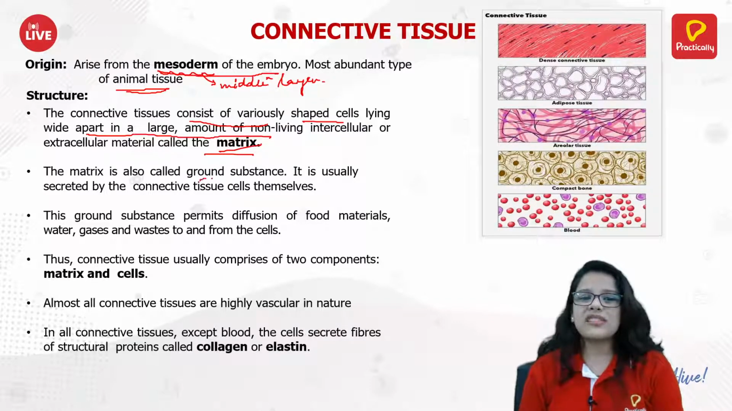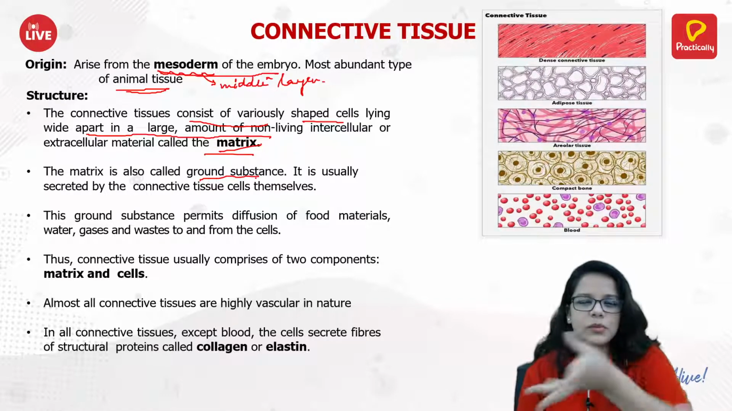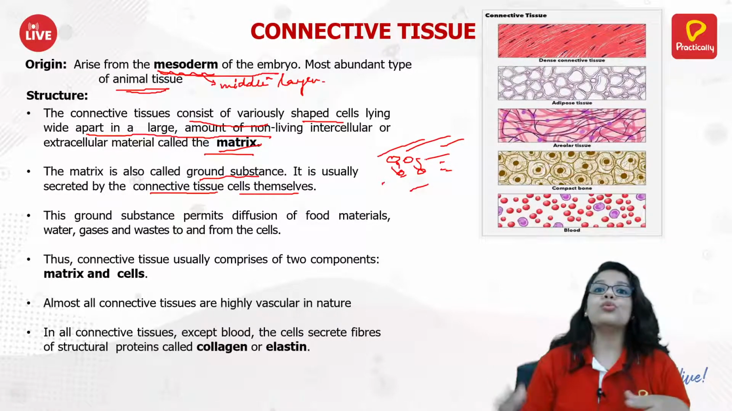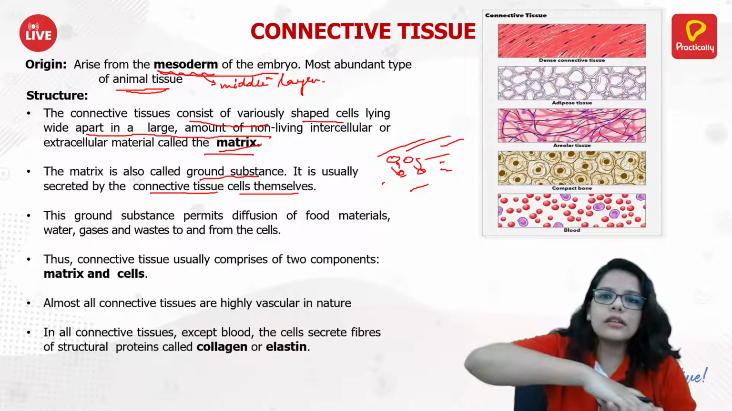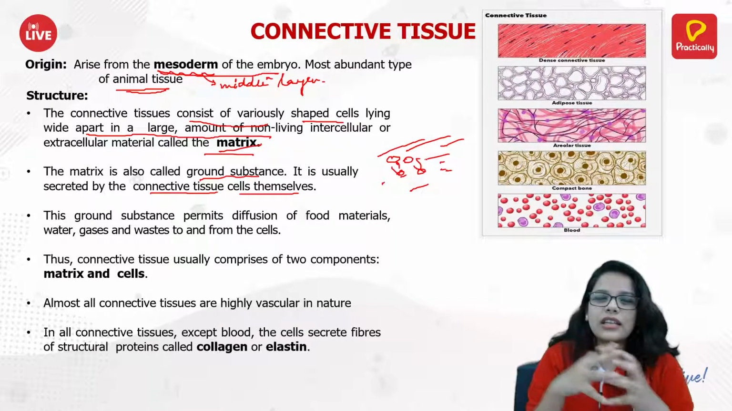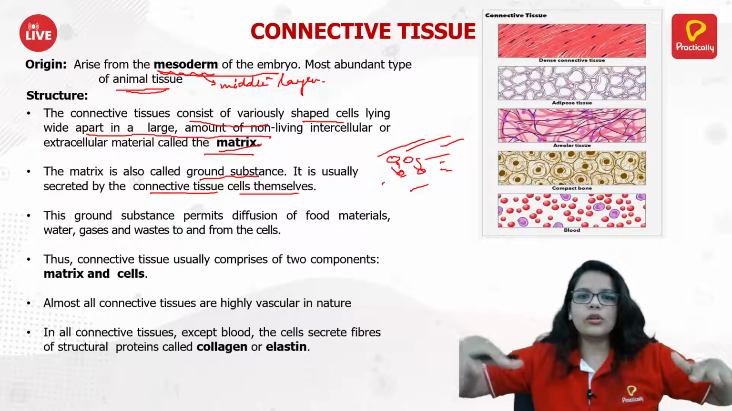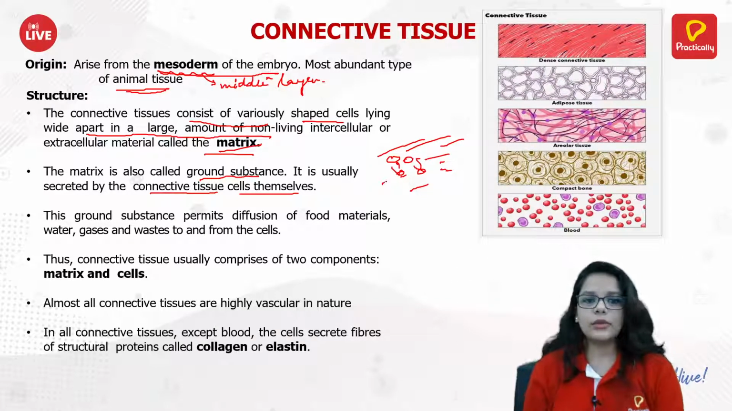This matrix is actually a ground substance. It's a sticky white substance, usually secreted by the connective tissue cells themselves. So it'll be like a matrix, and they'll have cells, and they'll be connected somehow. That is why it is so huge, because they are not densely packed together. They are spread around, and somehow they connect with each other.